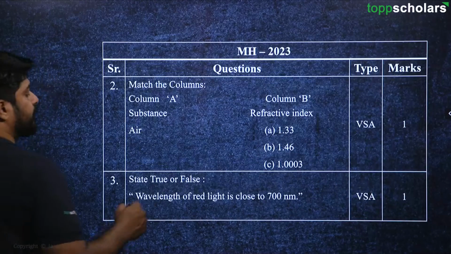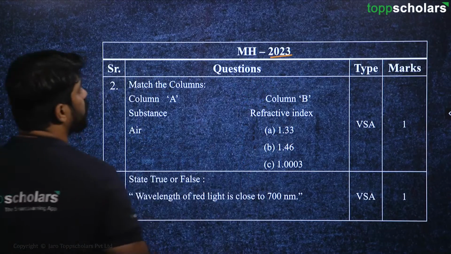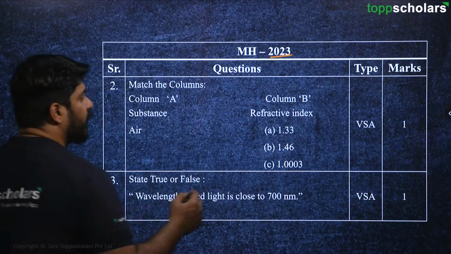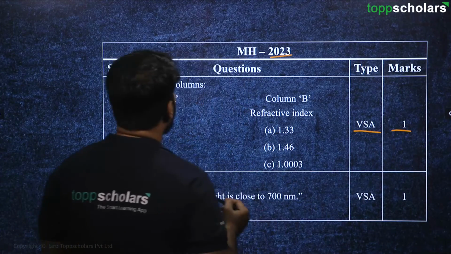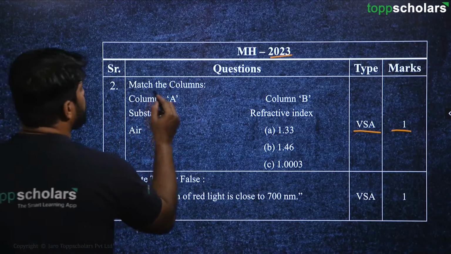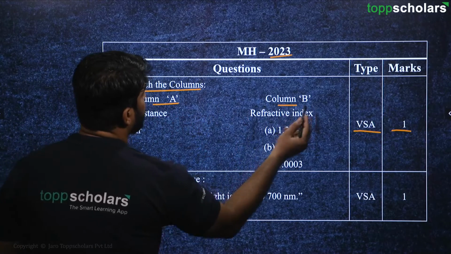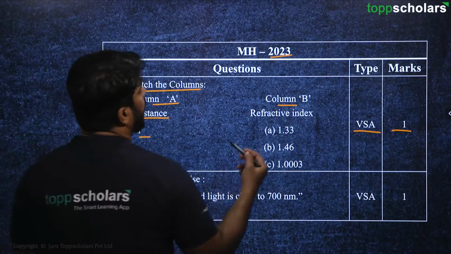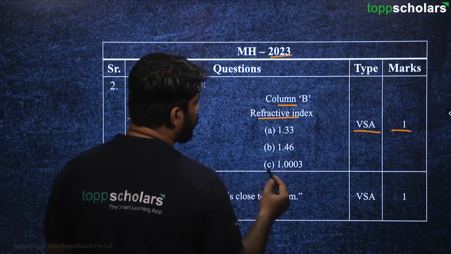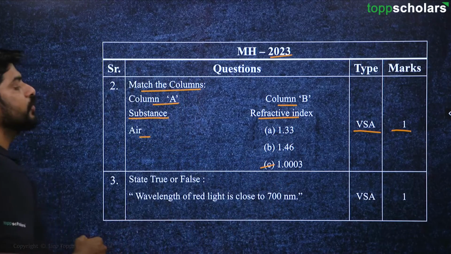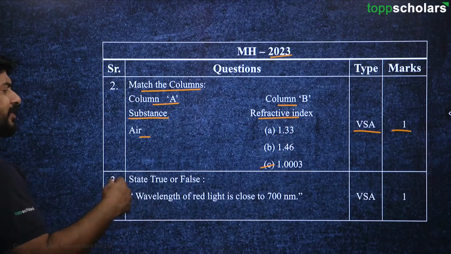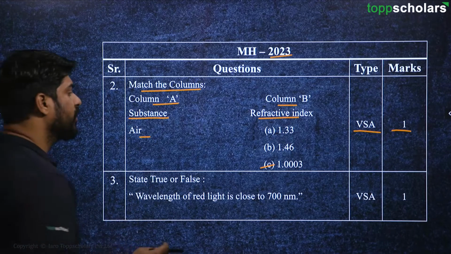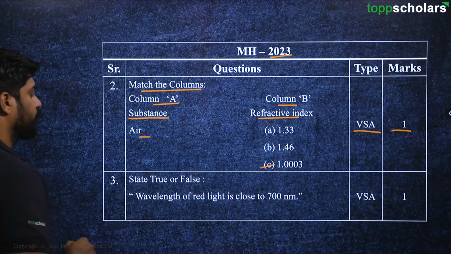Okay, moving on to the next question here. Again from the year 2023, it's a very short answer question for 1 mark. Match the columns. Here we have got 2 columns, column A, column B. We have been given a substance, that is air, and refractive index of air, as we know, is 1.0003. So it is nearly equal to 1. Okay, so this is the answer.